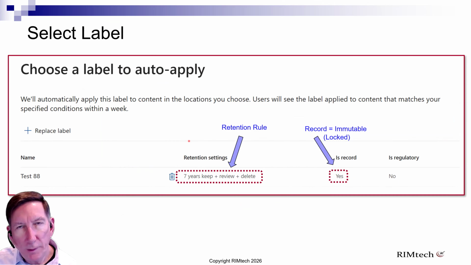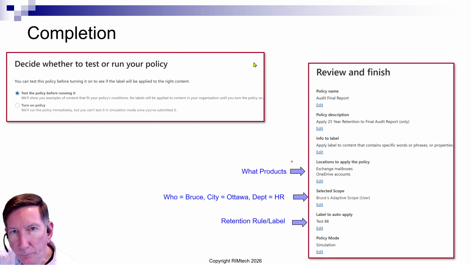And finally, in the wizard, we're going to choose a label to auto apply. And this is my label, 7 years, review, then delete. And of course, it's a record. It darn well better be, because if we're not picking a record, we're not managing it as a record. So we're done now. This is the summary that it puts up on the screen.